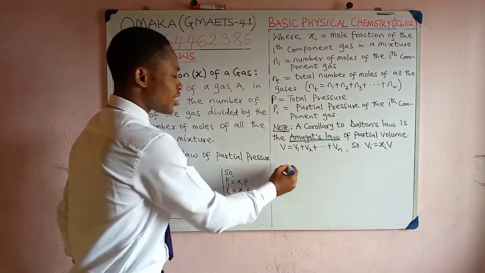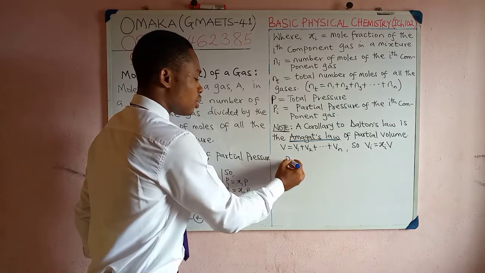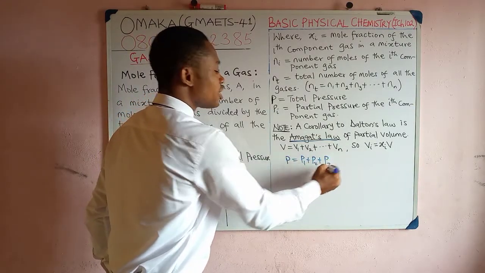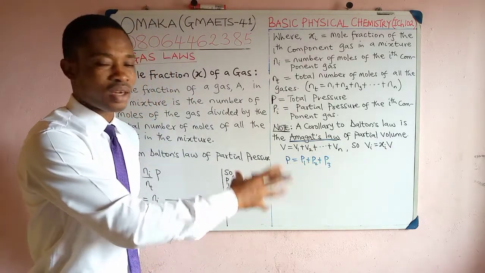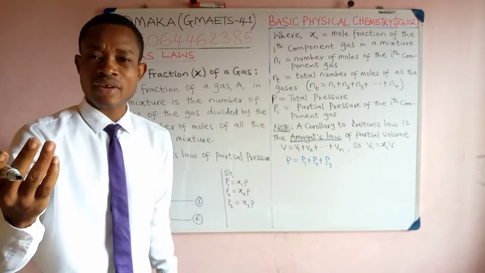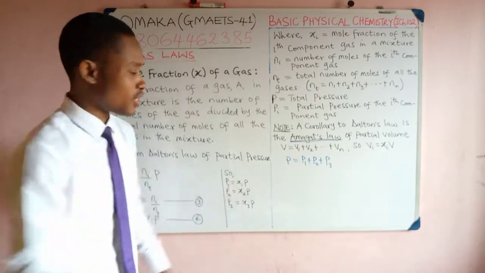Now we know that according to Dalton's law, total pressure is P1 plus P2 plus... I'm going to limit it to 3 components, alright? So let's just go there. Besides, much of the things we're going to treat will be binary solution or trinary solution, as the case is.